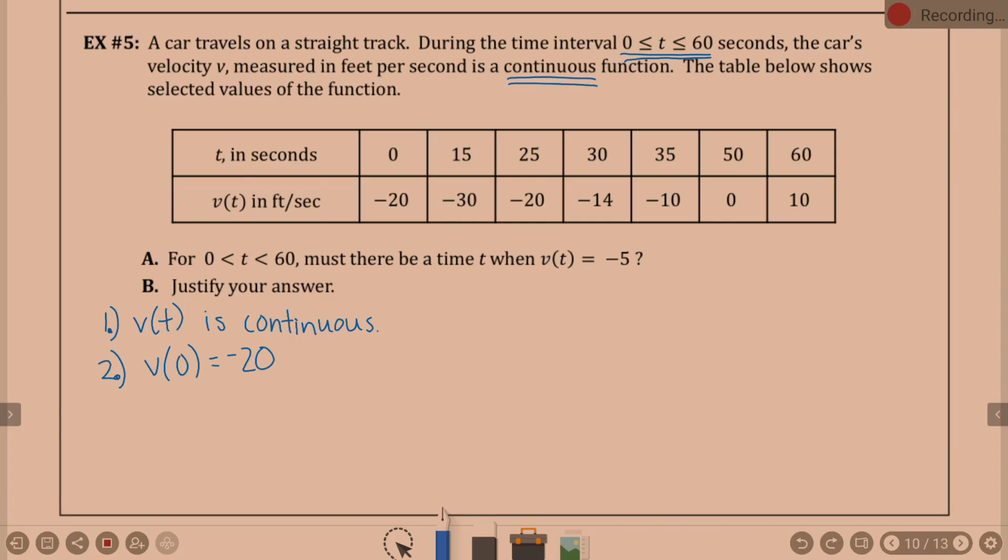Negative 20. It's t of 0, not v of 0. No, it's V of 0. T is 0. V of 0 is the velocity at time 0. And then we also need V of 60. So what is the velocity at time 60? That's 10.